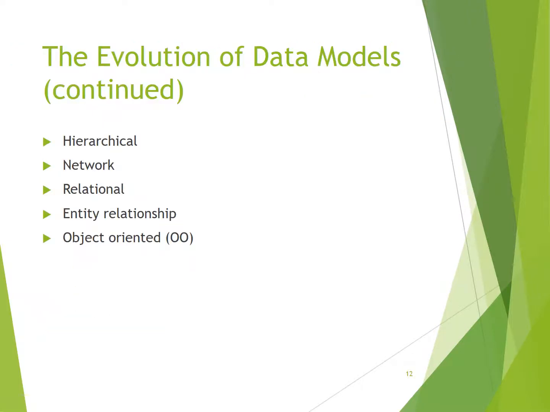The models that we're going to look at, it's just 5 of them. Hierarchical, you'll see in a minute, it's very, very self-explanatory. Network, relational, entity relationship, and object-oriented. Those are the 5 that we'll be taking a look at.